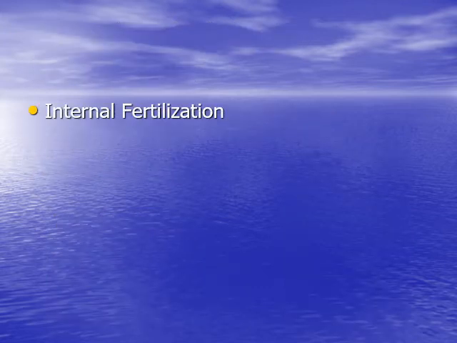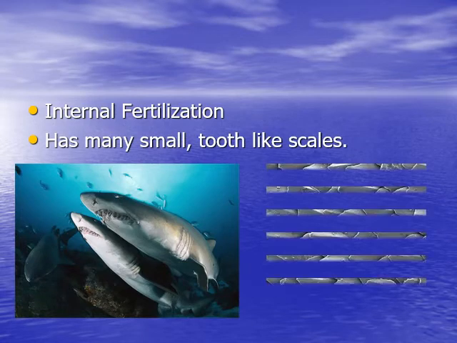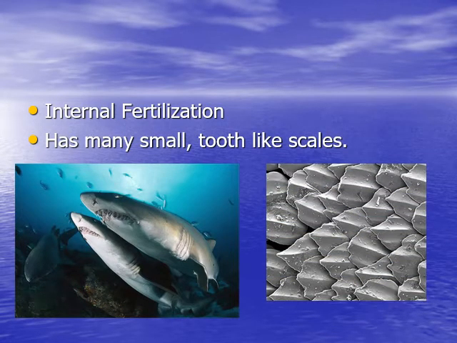Cartilage fish have internal fertilization. So unlike the jawless fish where the eggs are laid on the outside and fertilized, these types of fish actually have fertilization that happens on the inside, and the female fish will carry the young for a while or carry the eggs for a while. They also have many small tooth-like scales, as we can see in the picture over to the right. These scales look like little teeth.